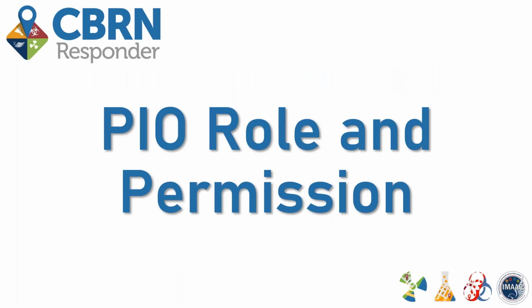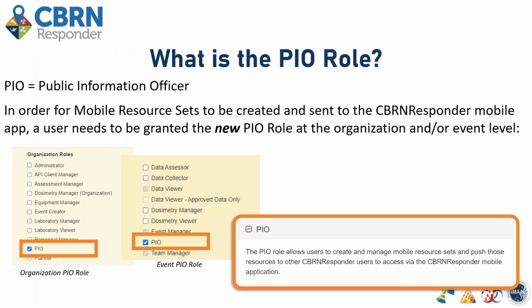The PIO role and permission is a new role that was introduced in order to utilize the mobile resource sets capability. The PIO stands for Public Information Officer, and in order for those mobile resource sets to be created and sent to the CBRNResponder mobile application, a user needs to be granted that new PIO role, either at the organization and/or the event level. The description is also available for you on those managed pages if you wanted a greater description of what the PIO role does, or if you needed a reminder at some point.